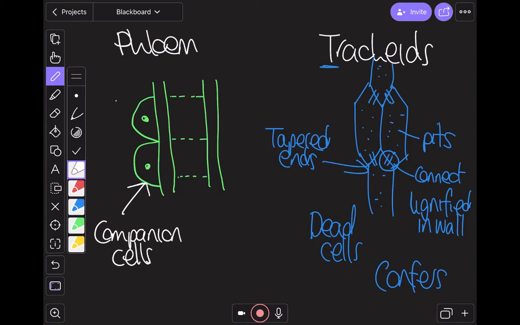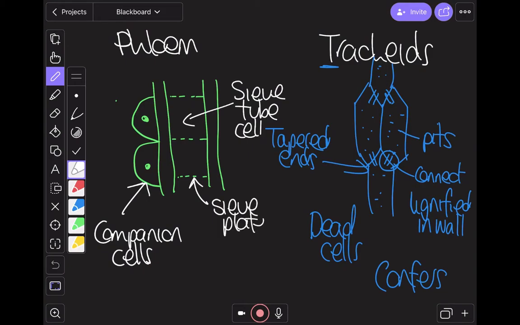And what they do is they control what happens, or the nucleus controls what happens in the companion cell and what happens in here. This is called a sieve tube cell. And these little segregated bits are called sieve plates. Both within our companion cell, but also in here on both sides it will be filled with cytoplasm. So phloem is living.